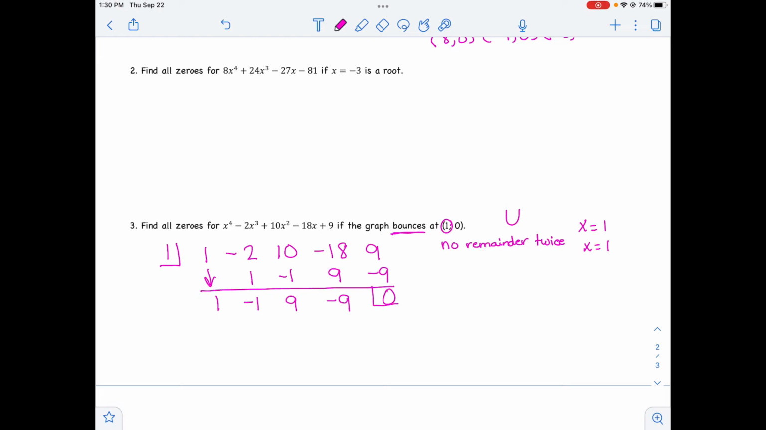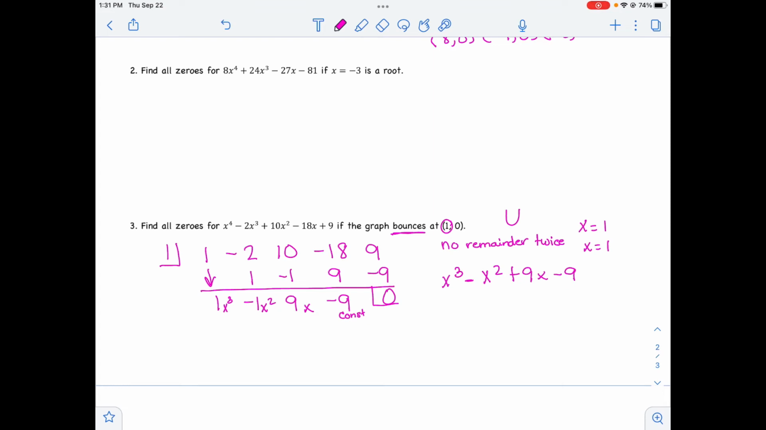All right, so what we have here now is we started with the fourth, so this is the third, and we've got to do third, second, first, and our constant. So for this piece here, we have x cubed minus 1x squared plus 9x minus 9. Now from here, we've got to do it again, because remember, it's got no remainder twice.